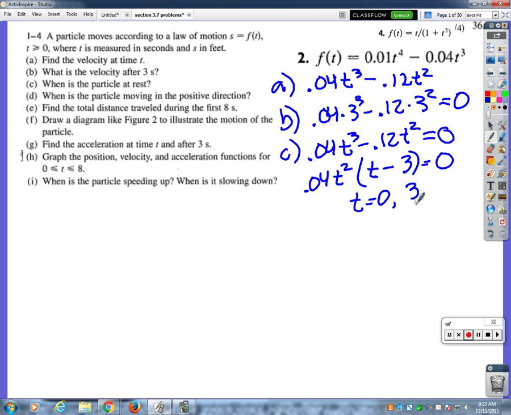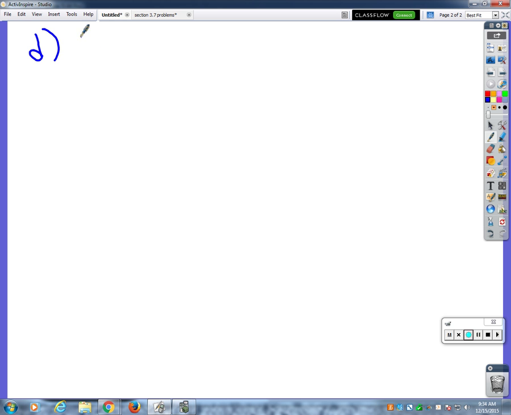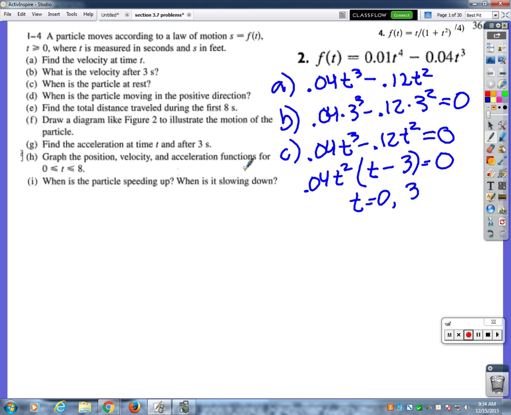Okay, when was the particle moving in the positive direction? So this is where we get to make that fun sign chart. We got 0, and then infinity, and then 3. So we know that at 0 and at 3 it's at rest. So just pick a number. We can't use 0 because 0 is one of our inputs. So 2 or 1, whatever. Take that and plug it into the velocity equation.